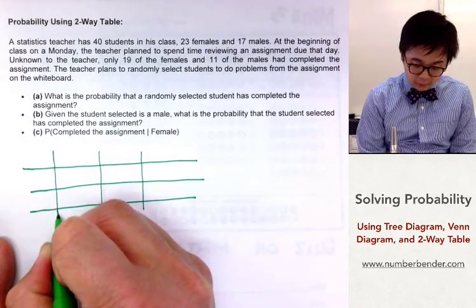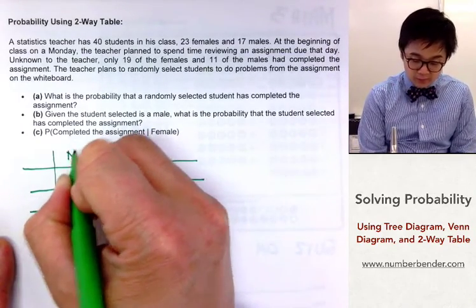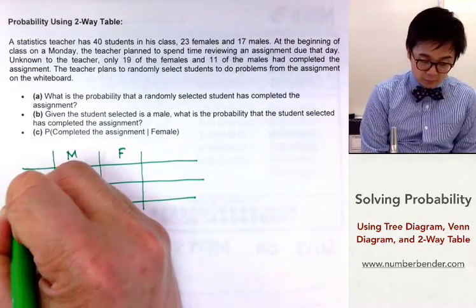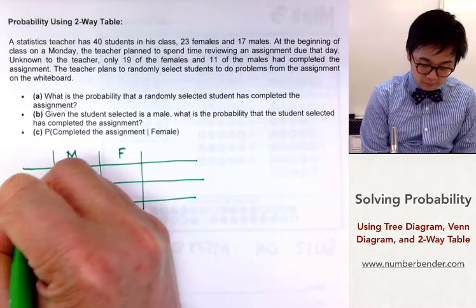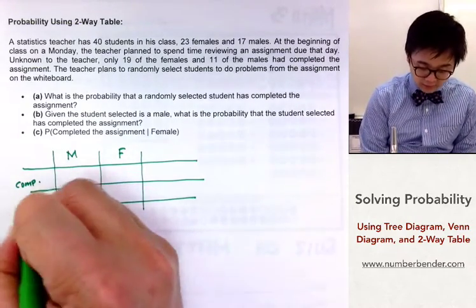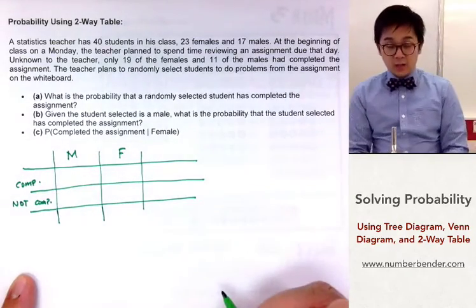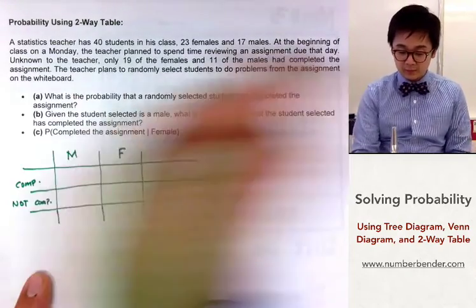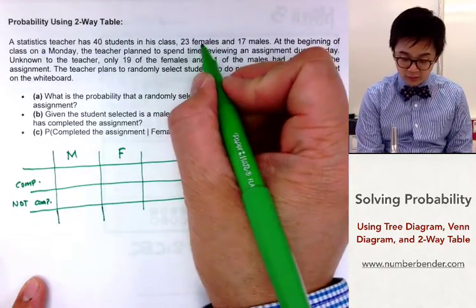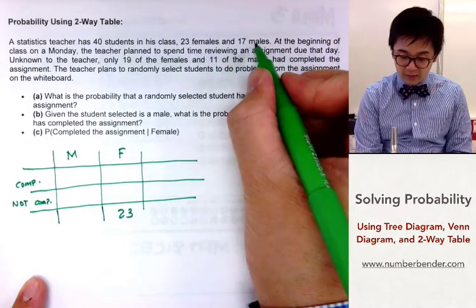So, ito yung ating two-way table. So, let's say this will be our male students at ito naman yung ating mga female students. Tapos yung mga nakapag-complete ng homework at did not complete the homework. So, let's say not complete. Alright. So, dun sa experiment natin, alam natin na 23 students are female at 17 naman yung males.